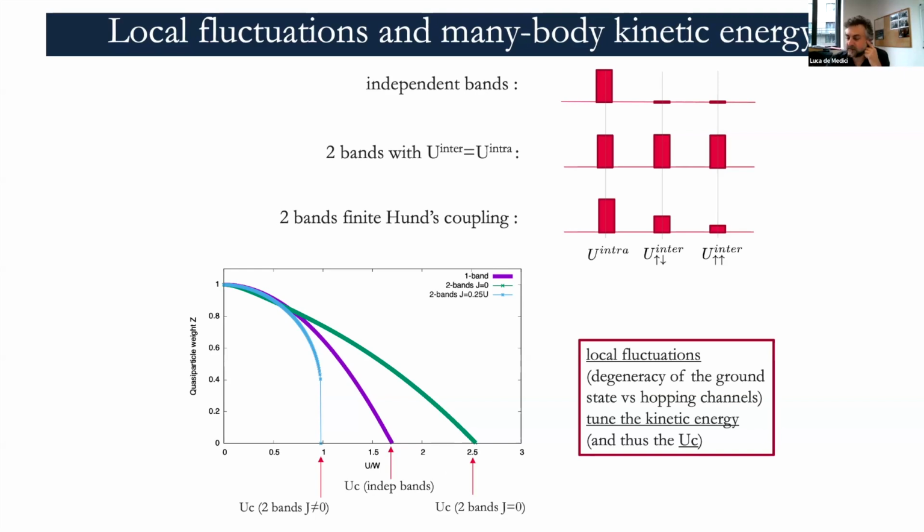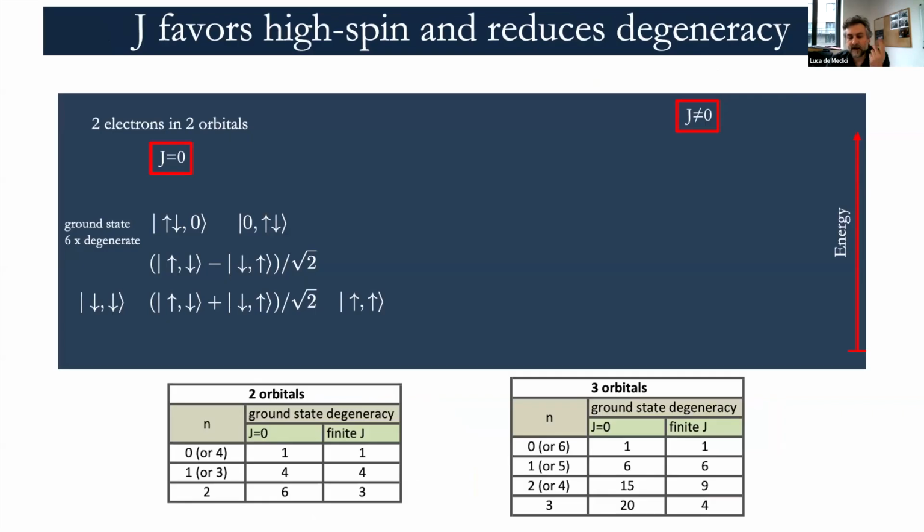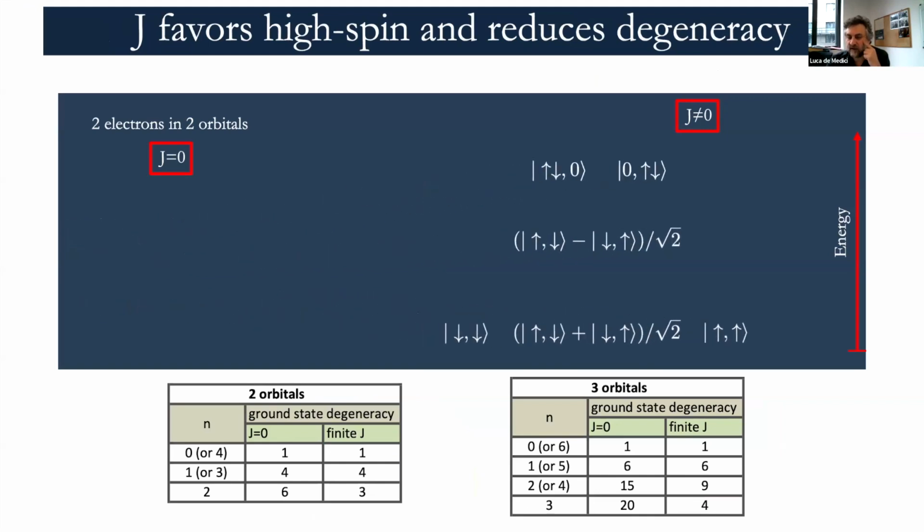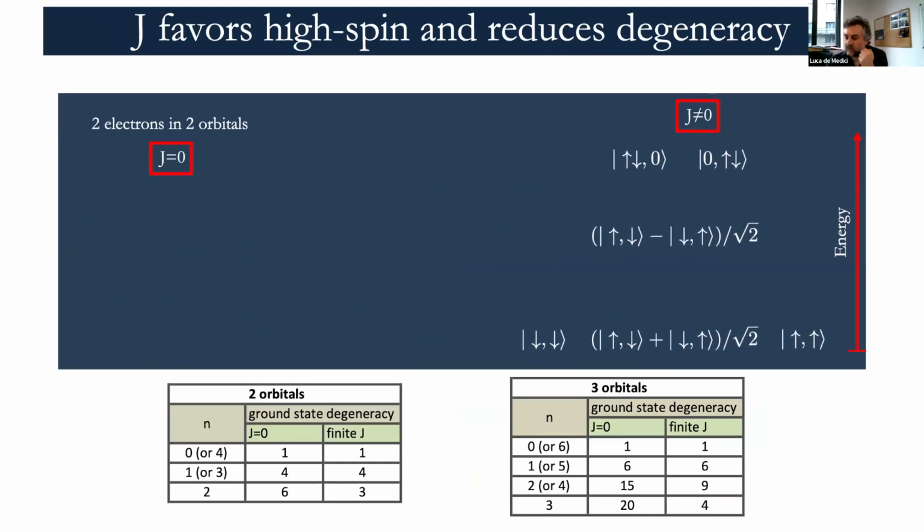And this ultimately regulates the critical U. So there are two main effects that the Hund coupling has. One is to split the ground state multiplet, so reducing the degeneracy, and so basically creating a many-body superposition of states which has a harder time hopping around, so basically increasing the correlation of the system.